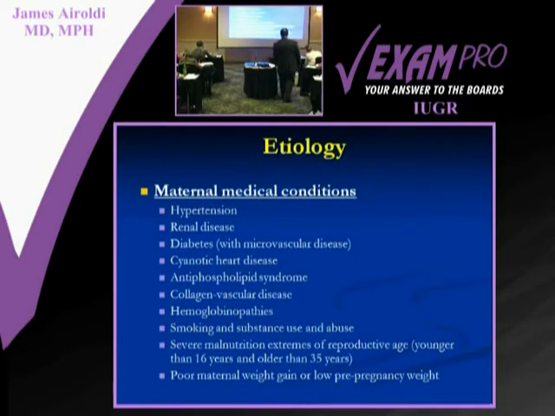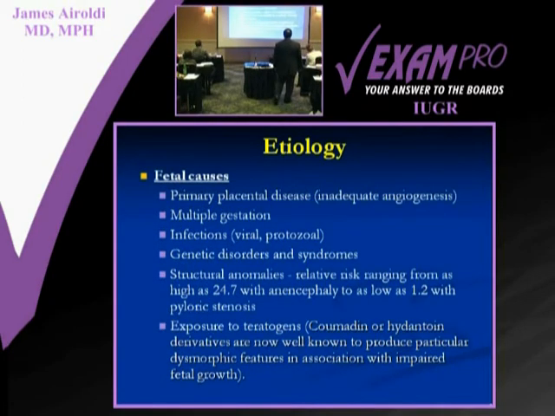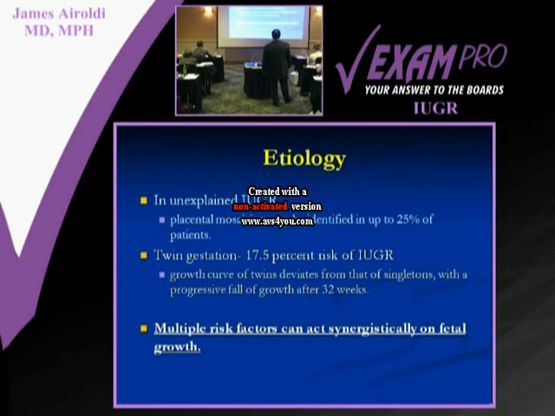The etiology for IUGR: many medical maternal conditions. Probably the most important one that we can make a difference on is cigarette smoking. Many fetal causes as well. Genetic disorders, infections, placental disease due to inadequate angiogenesis, which we see a lot in first-time moms. Structural anomalies are at higher risk. Teratogens, Coumadin. There are medications that are associated with IUGR.